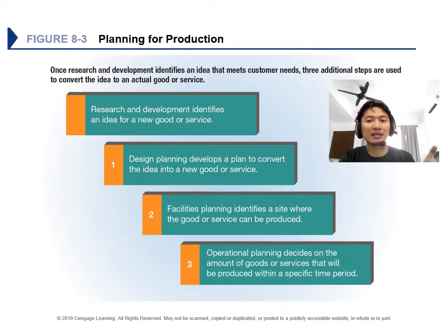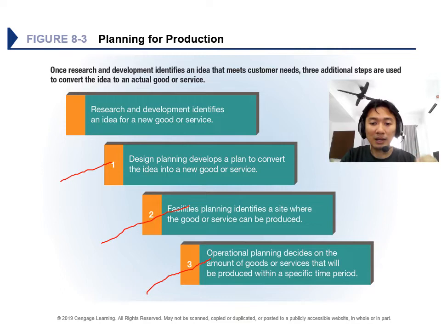For those ideas that do make it to the production stage, the next step is planning for production, which involves three different phases. The first one is design planning. Phase number two is facilities planning. Number three, operational planning. These are the three things that production managers have to think of or figure out.